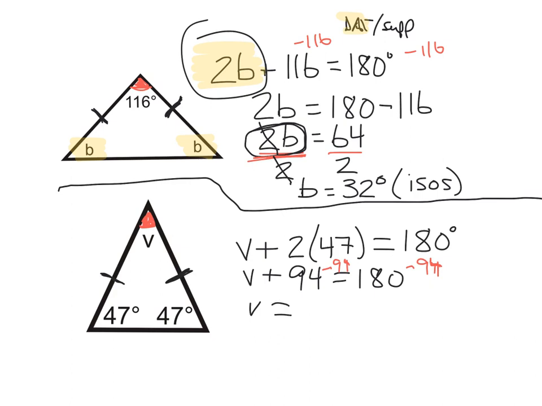So if you're an inverse operation person, you're going to say 180 minus 94 on your next line, and then v is going to equal 86 degrees. And again, we solve this because of isos. Whoops, I forgot to put it into highlight mode. So we've got that 2 groups of 47. So those are your proofs basically.